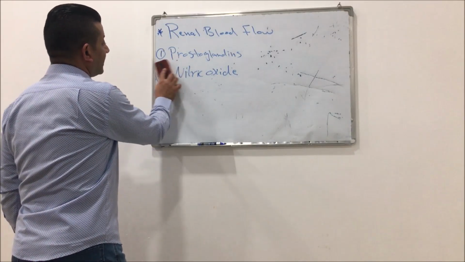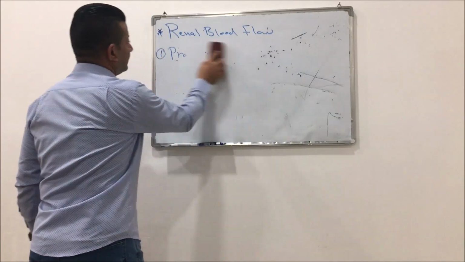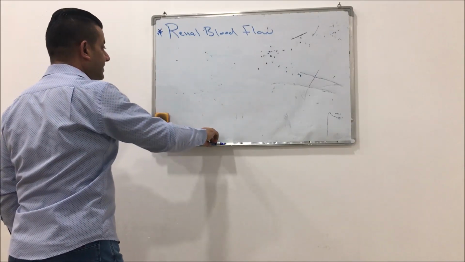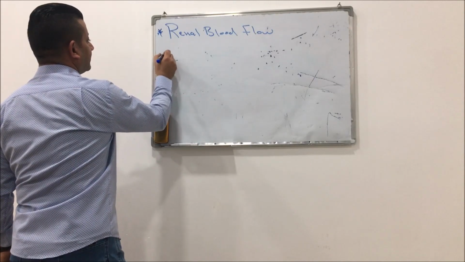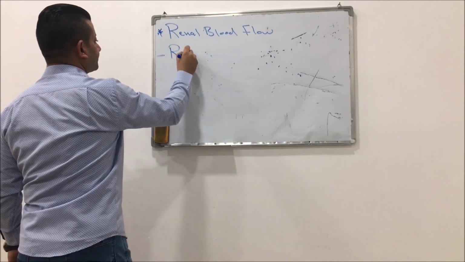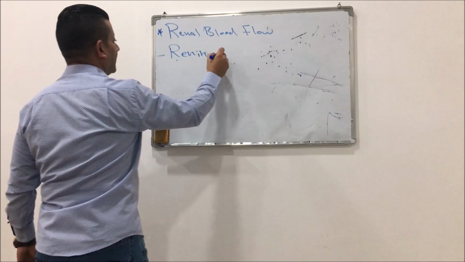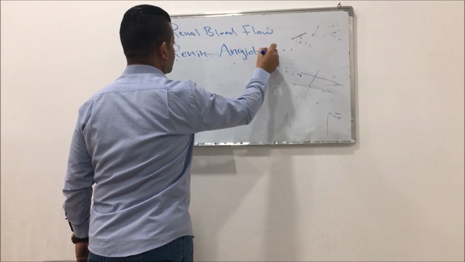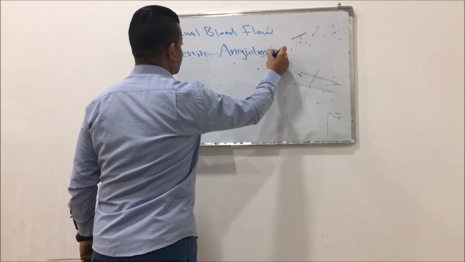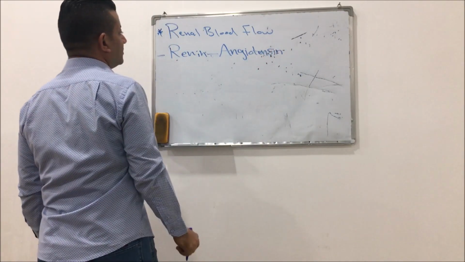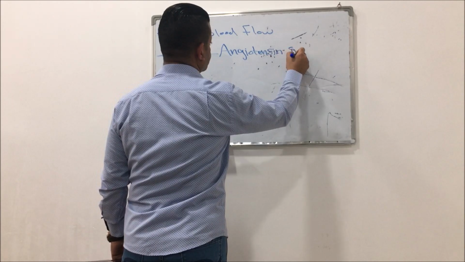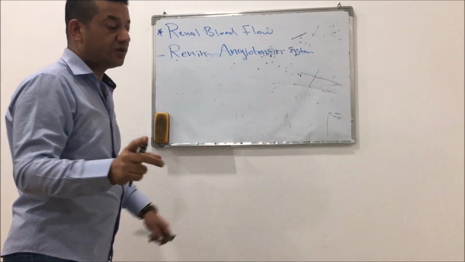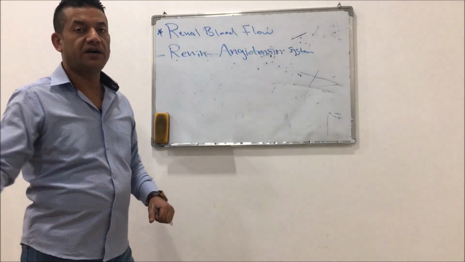Another important factor that affects the renal blood flow and the glomerular filtration is the renin angiotensin system. So first of all, we have to speak about renin.